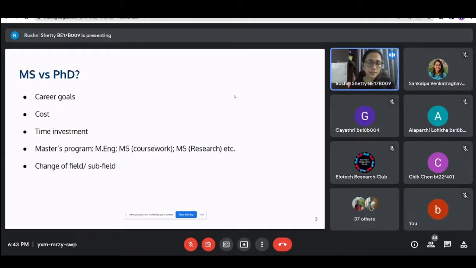So that's another option. If you want to gain more academic research experience in an MS and then go for a PhD, or perhaps you're still not sure, and then maybe you want to go to industry, then you choose an MS. So these are some things that you should consider before picking an MS versus a PhD.